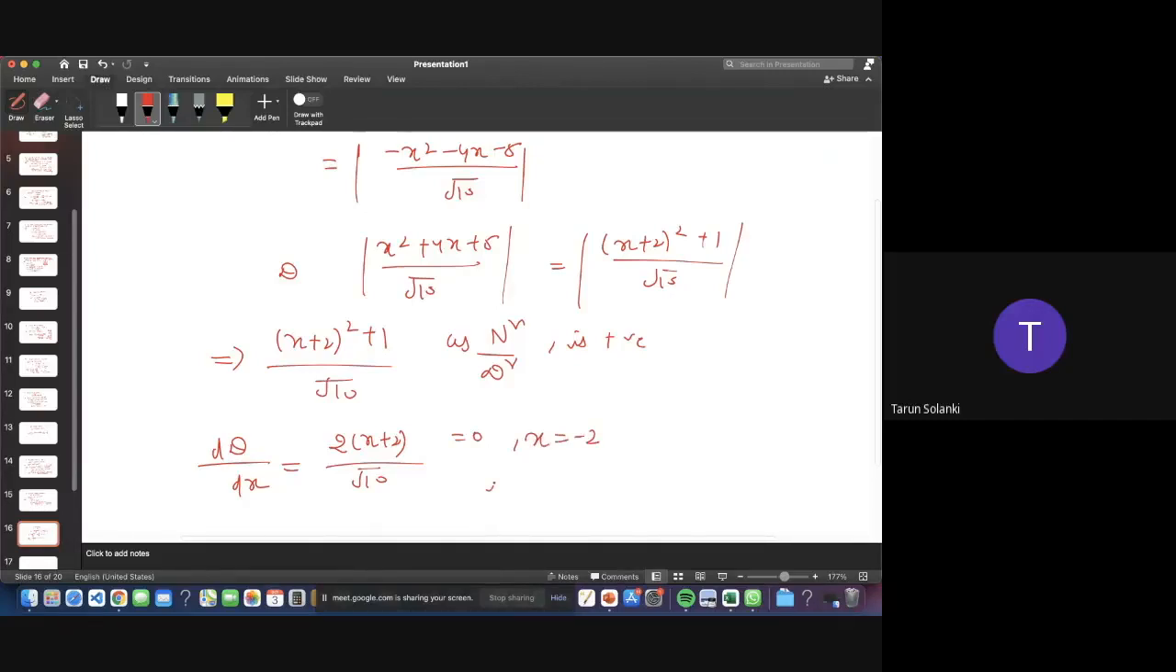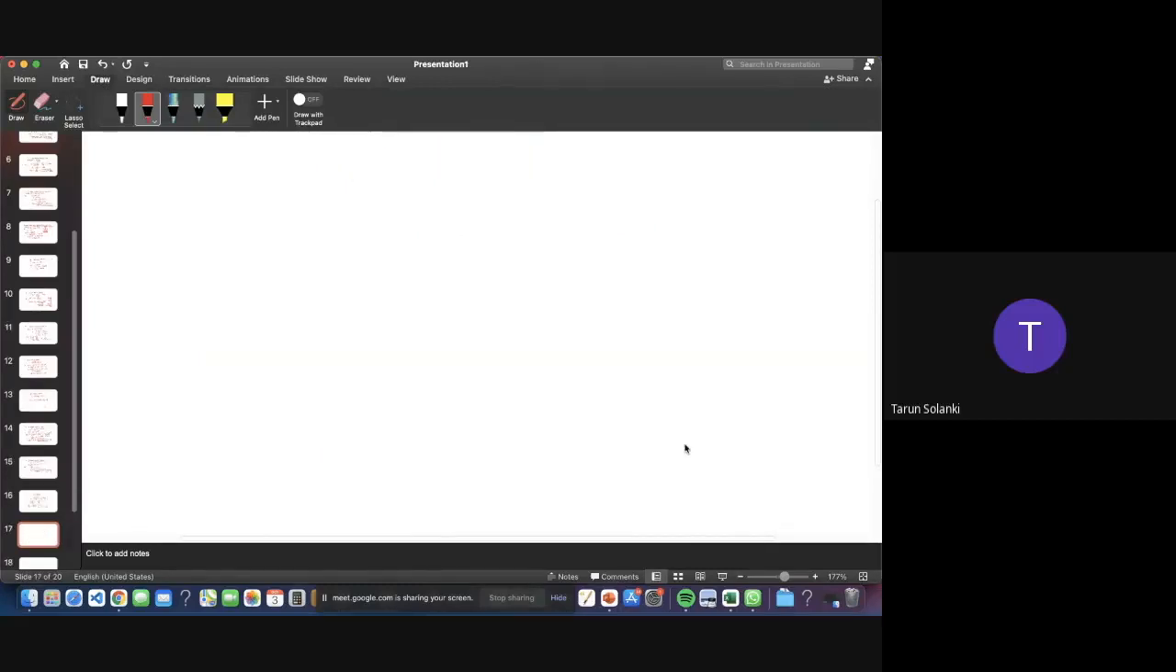So hence y is minus 8, like the point is (minus 2, minus 8), right? So finally d square d by dx square is equal to 2 by under root of 10, which is positive. So hence minimum at minus 2 and minus 8. Okay.